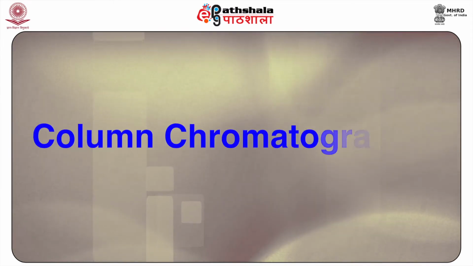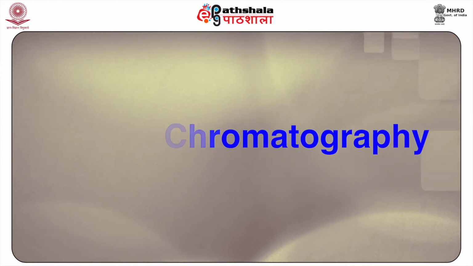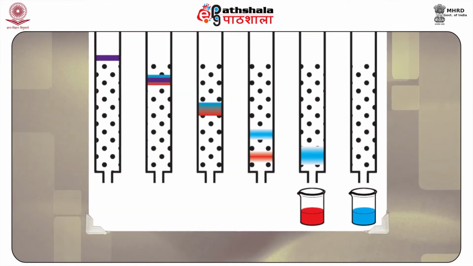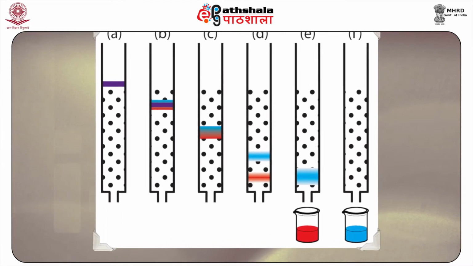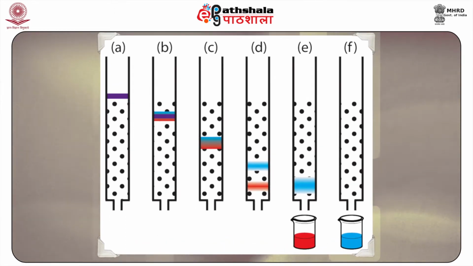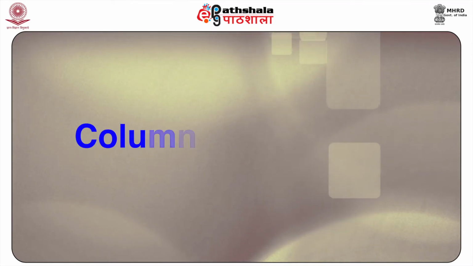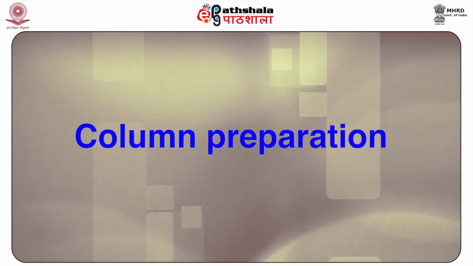Now moving on to column chromatography. It is a chromatographic technique employed in purifying and identifying the individual chemical compounds from a mixture. The biggest advantage of this technique is that it is cost effective and the stationary phases used in it are easily disposable. Now, about the column preparation.